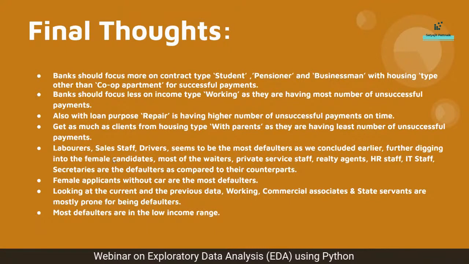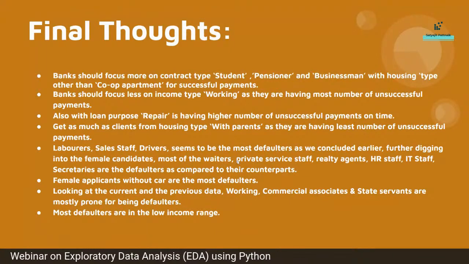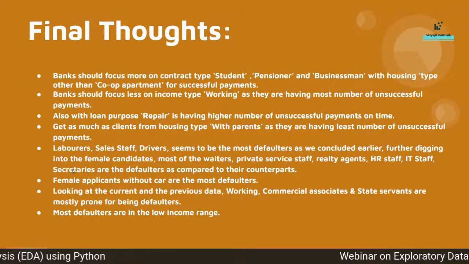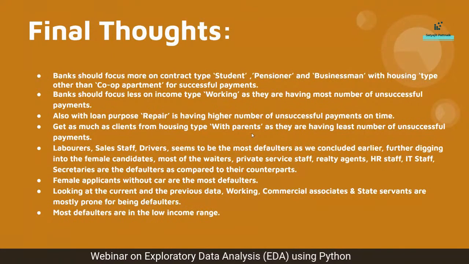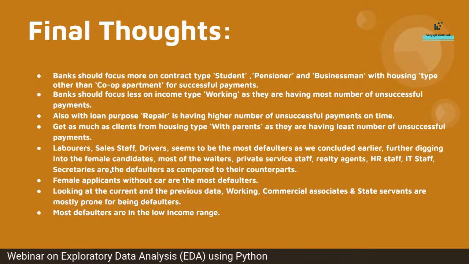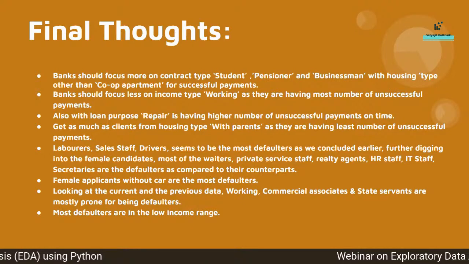Further digging into the female candidates, most of the waiters, private staff, realty agents, HR staff, IT staff, secretaries are the defaulters. I mean, I'm not targeting the HR people, but this is how the data is telling. Okay. So I think that's it. Female applicants without a car are the most defaulters. So you got the idea, right?